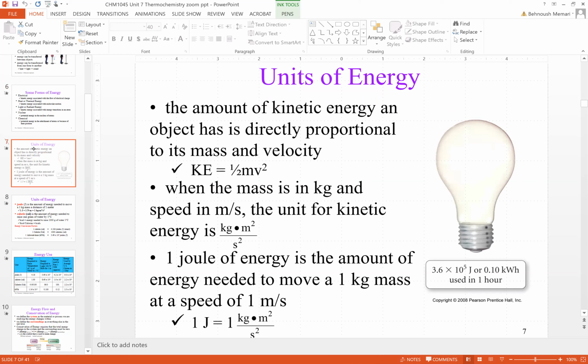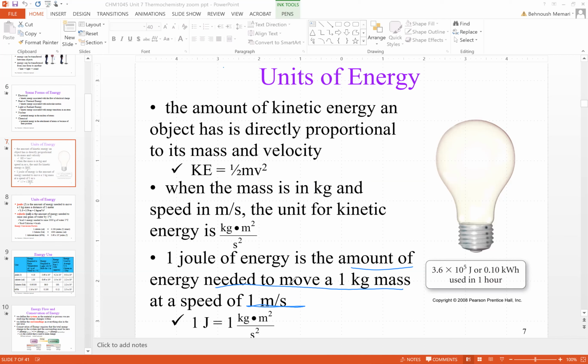Units for energy can be in joules, and 1 joule is basically 1 kilogram times meter squared per second squared. So that's the definition for the joule. How much is 1 joule? Basically the amount of energy that is needed to move a 1 kilogram mass at the speed of 1 meter per second. That would be the energy equivalent to 1 joule.